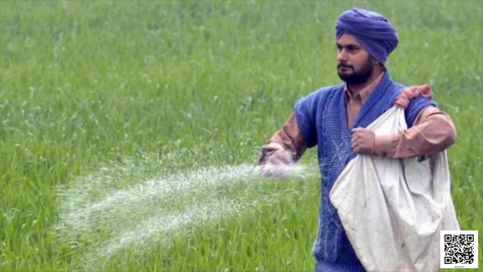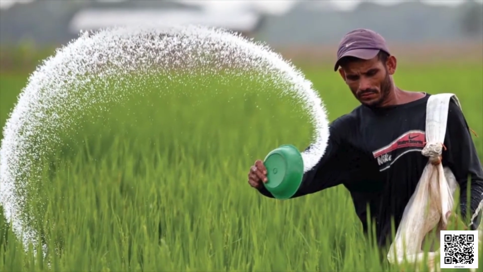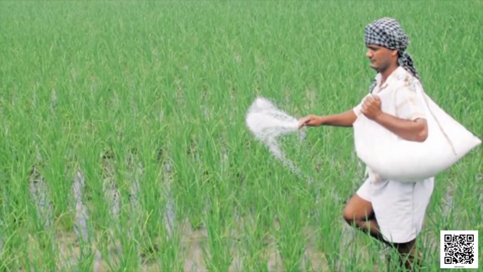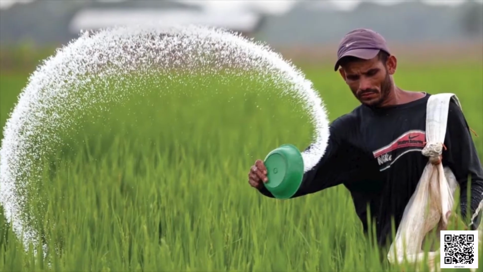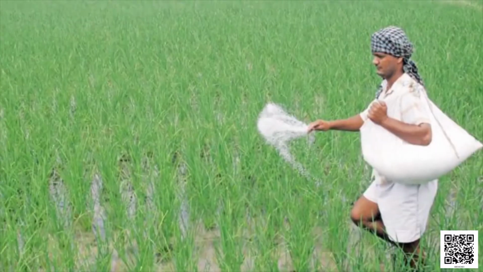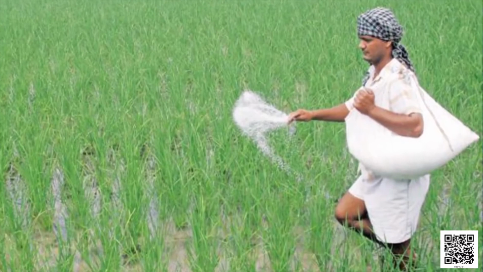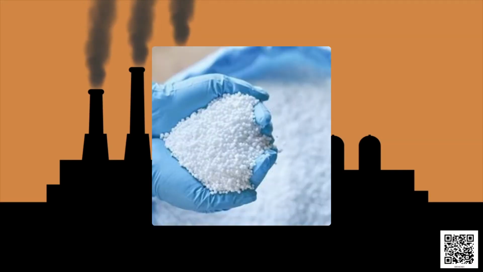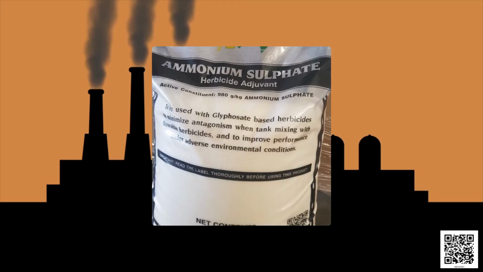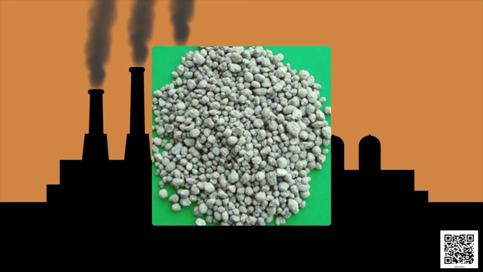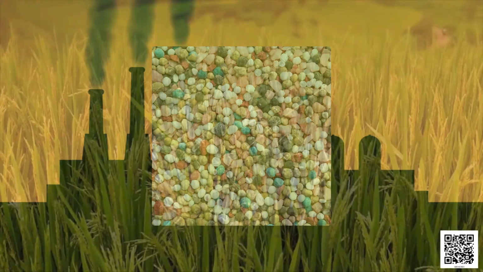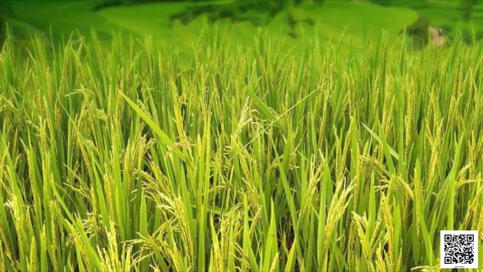But nowadays, we are mostly using chemical fertilizers. Fertilizers are chemical substances which are rich in particular nutrients. Fertilizers are produced in factories. Some examples of fertilizers are urea, ammonium sulfate, superphosphate, potash, NPK, where NPK stands for nitrogen, phosphorus and potassium.